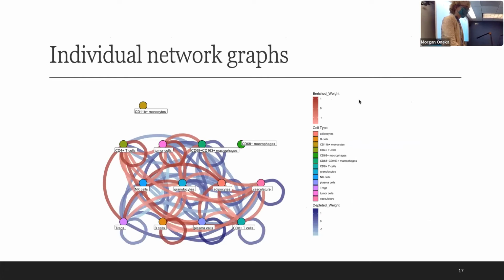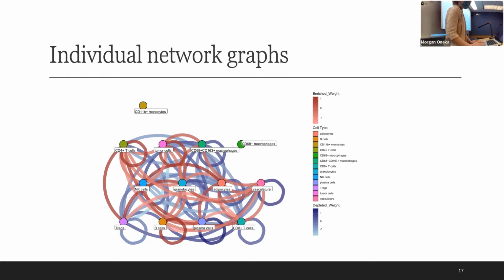So this is what you get for an output from the Diner's individual network plot function. We can see that we have our nodes and they're all spread out. We have our different edges, but now they have colors and a gradient attached to them. So we have our red edges indicating an enriched interaction, meaning that CD4 positive T cells are close together with Tregs more often than we would expect from random. Then we also have these blue lines, which indicate a depleted interaction. So Tregs are near one another less often than we would expect from random.